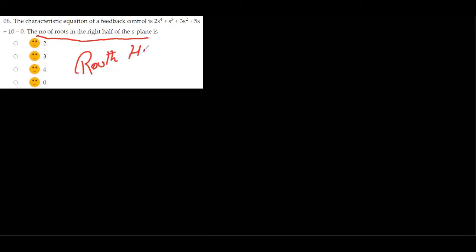Okay, next MCQ is: the characteristic equation of a feedback control system is 2s4 plus s cube plus 3s square plus 5s plus 10 is equal to 0. The number of roots in the right half of the S-plane is. So if you want to find the number of roots in the right half S-plane, we will use the Routh-Hurwitz criteria.